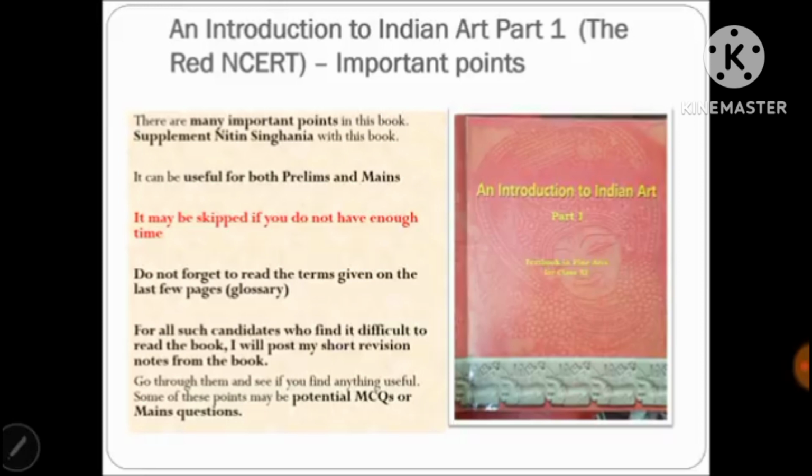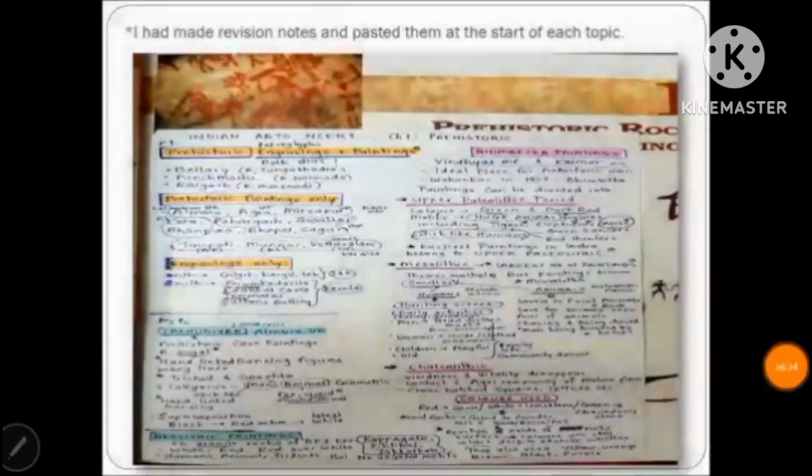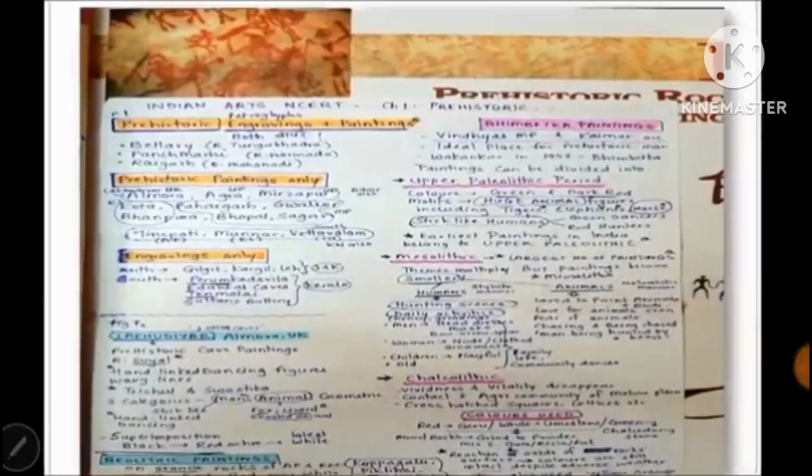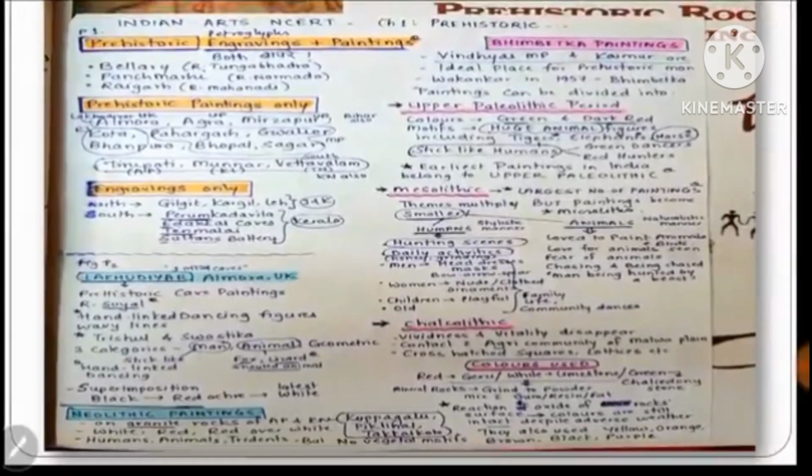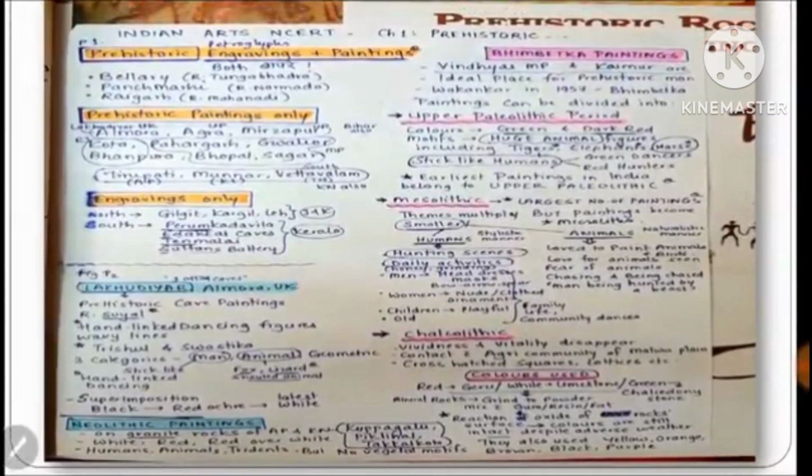They are quite important. Now, many candidates find reading this book very difficult. I've seen my friends struggle with this book and with art and culture overall. So, what I've done is I have pasted a few important notes from this book in this presentation. I don't know whether you will be able to see them clearly. Now, see, I had made revision notes and pasted them at the start of each topic. So let me just zoom it. If you find this useful, you can just take a screenshot, read it and see whatever is useful for you. This is chapter 1.